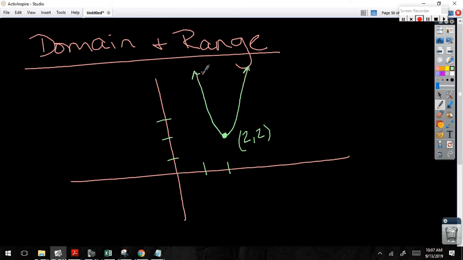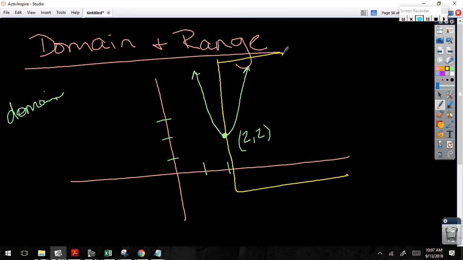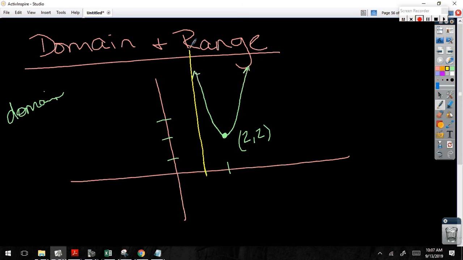Domain. Left to right. X is greater than 2. So if you're telling me X is greater than 2, then you're saying that the graph only goes this way. X is greater than 1 or less than 3 or 4? So you're saying that the graph never goes past this line or this line? How do you know?